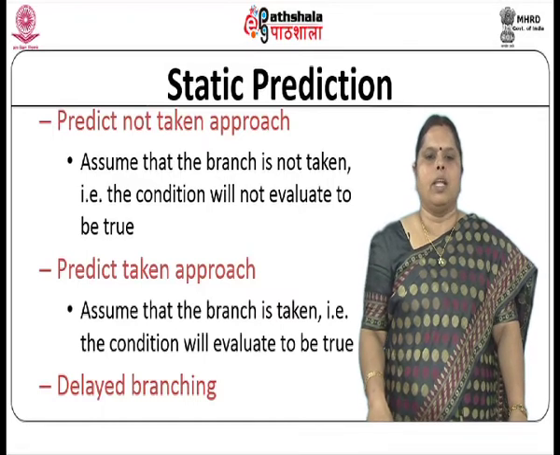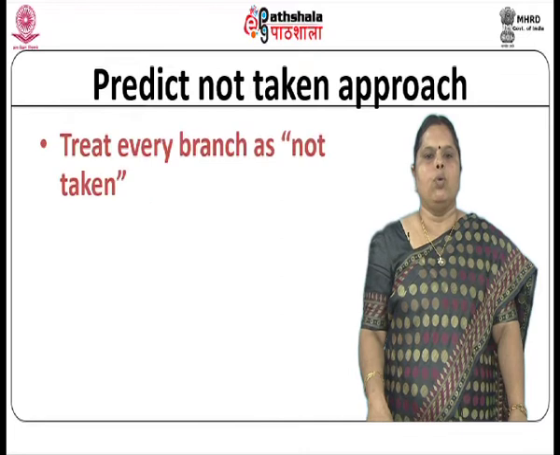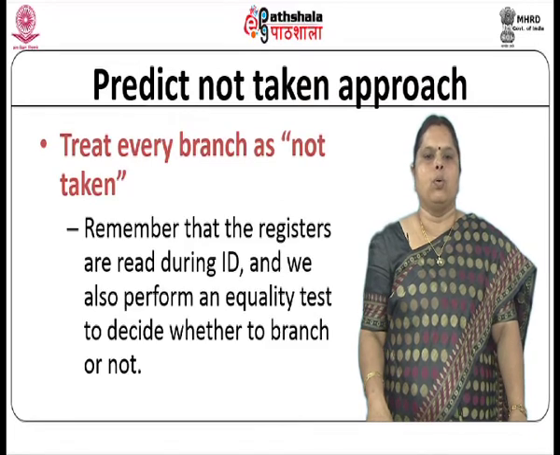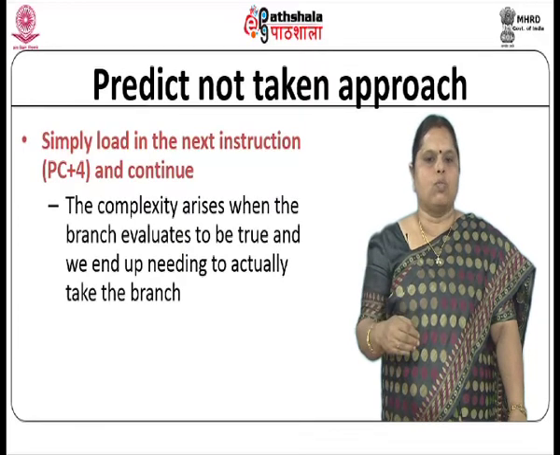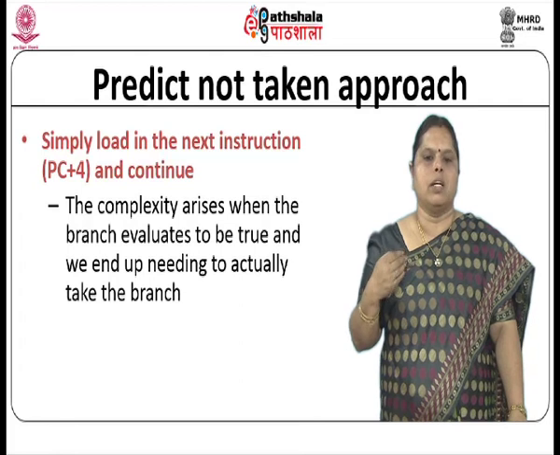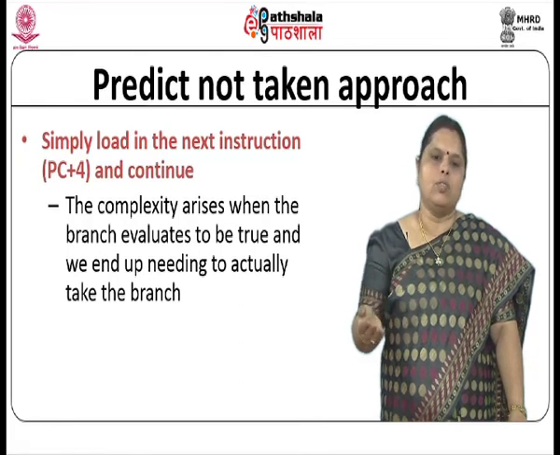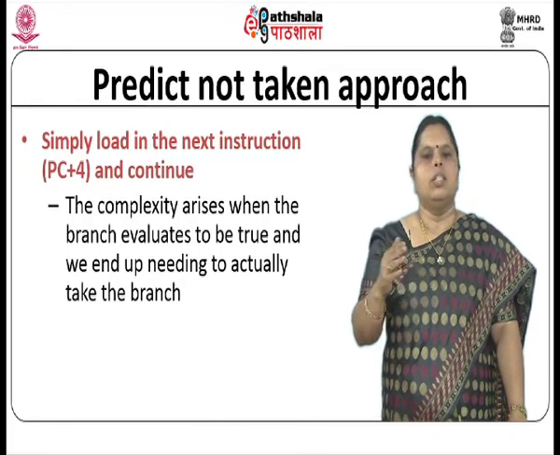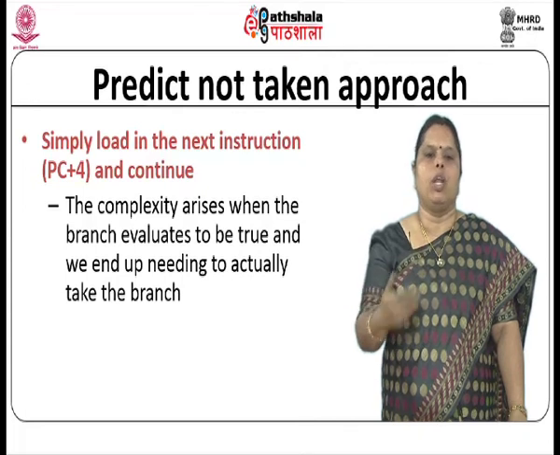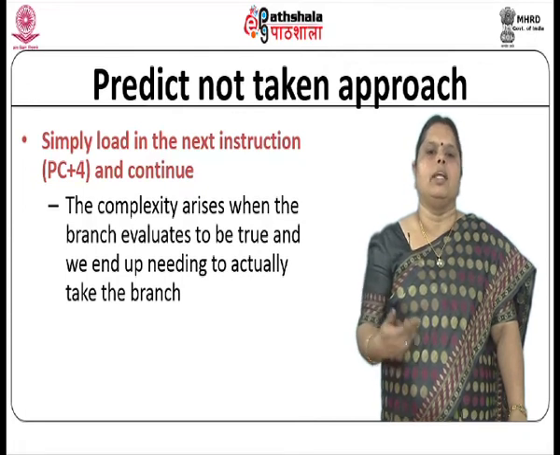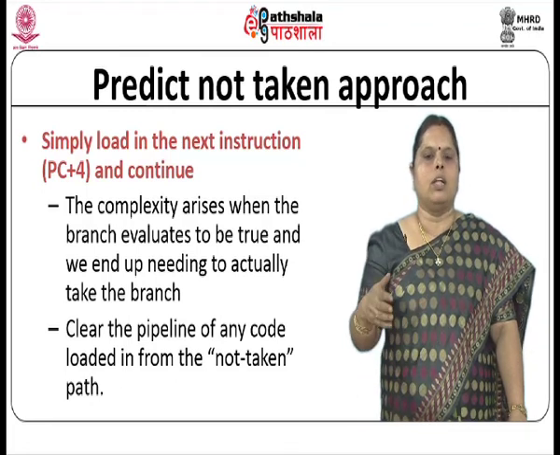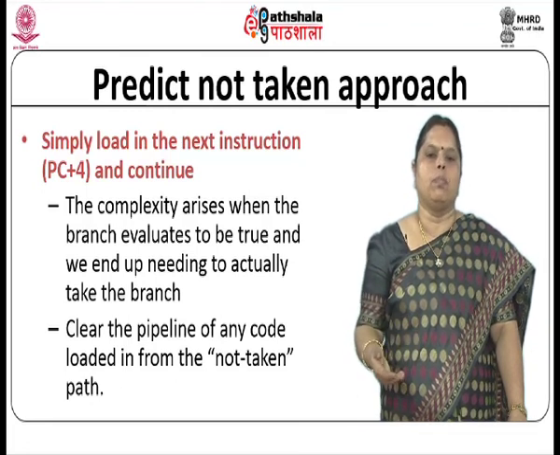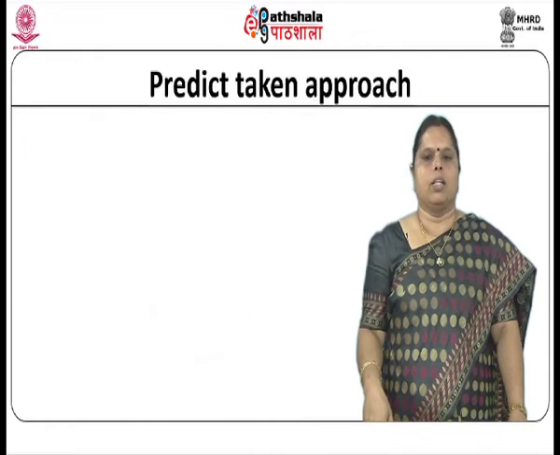Delayed branching is a very effective technique. If you look at the predict not taken approach, you assume that every branch is not taken. So, you simply take PC plus 4 and start fetching the next instruction from there. At execution time, if it gets wrong, then you have the compensatory code which will compensate for that and get the right execution. If something goes wrong, you will have to clear the pipeline and load from the not taken path.